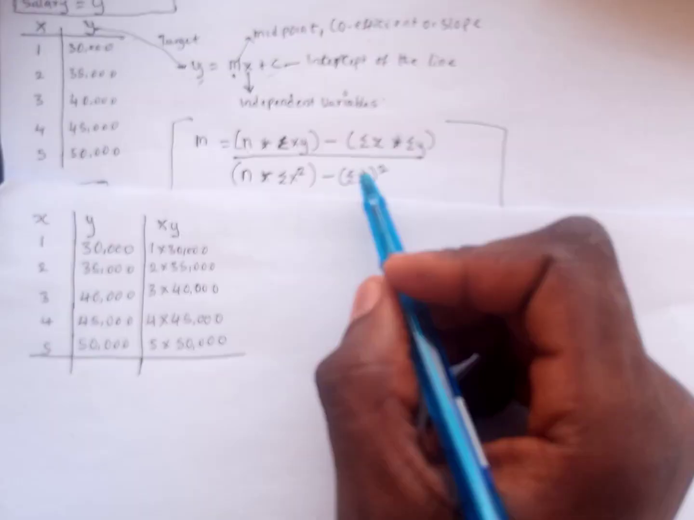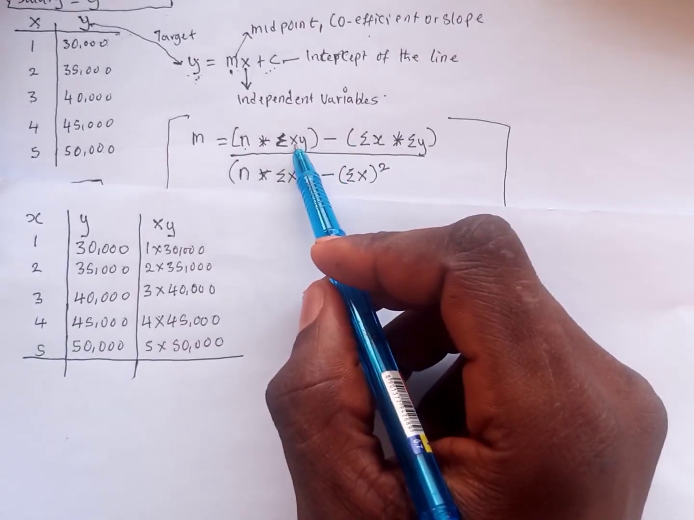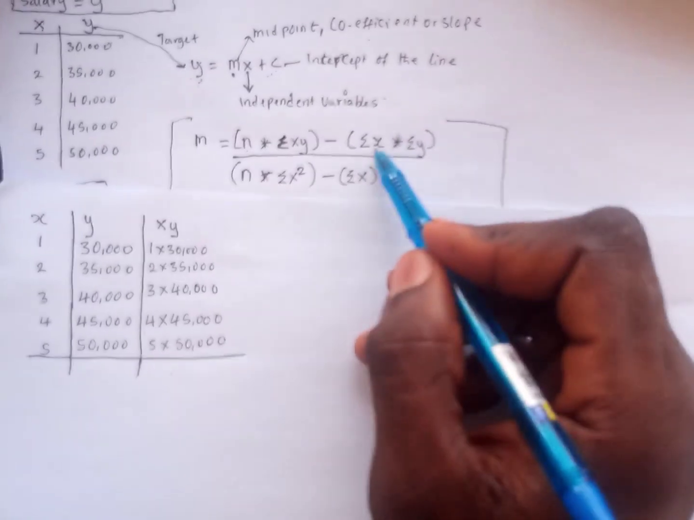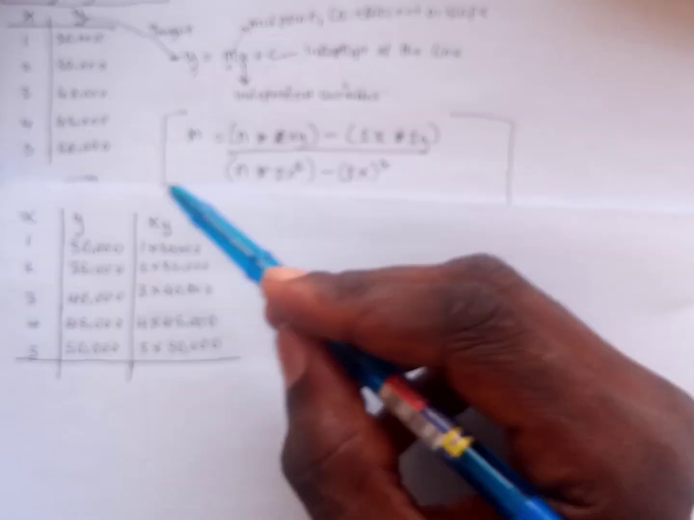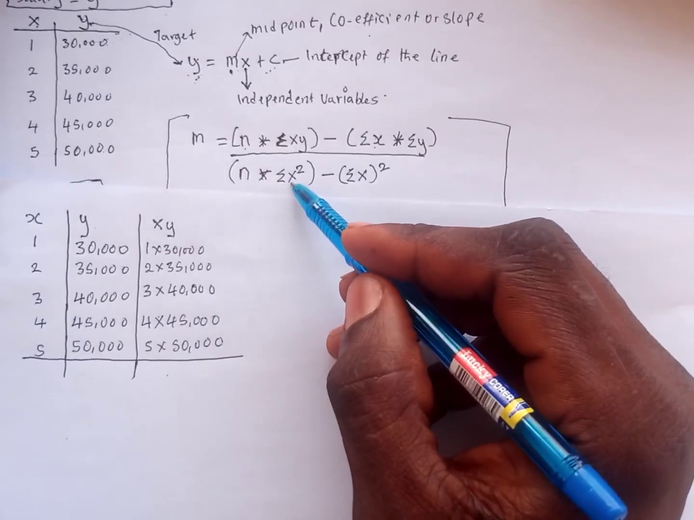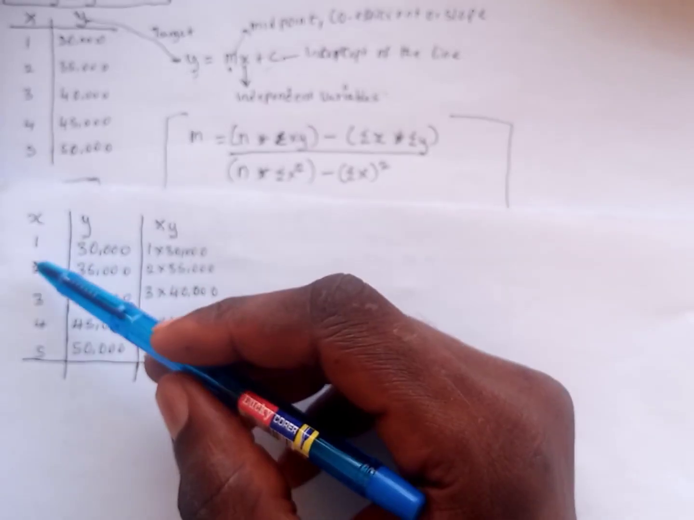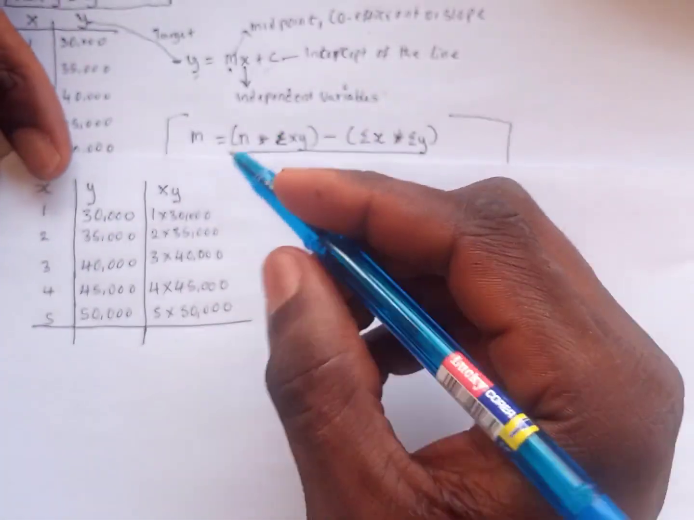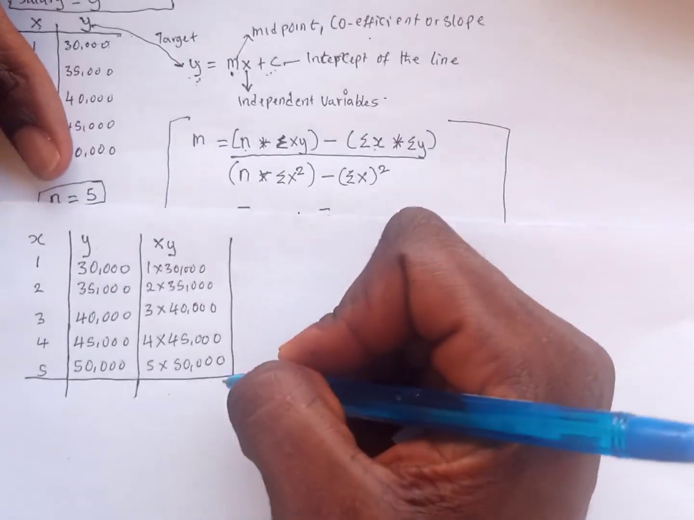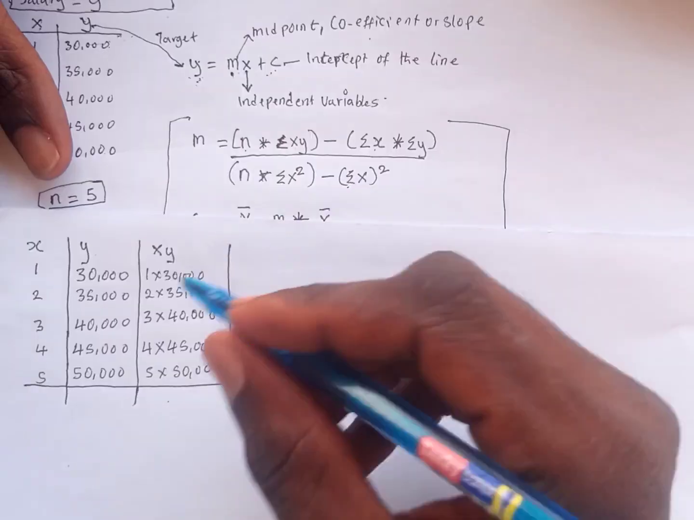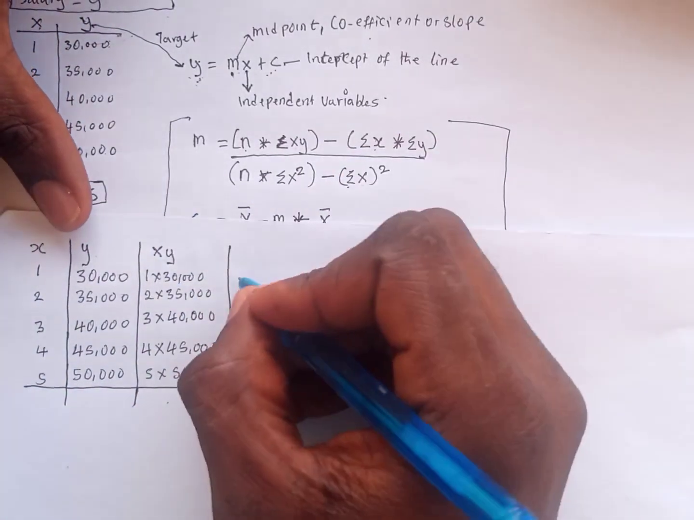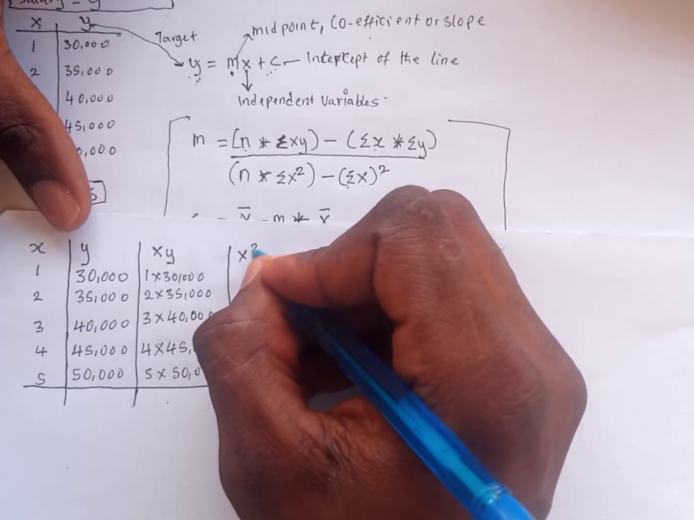on our equation, this is the xy, so we are also going to do the summation of x, the summation of y, and then the summation of x square. After that, we're going to square the summation of x. So let's do this for the x square.